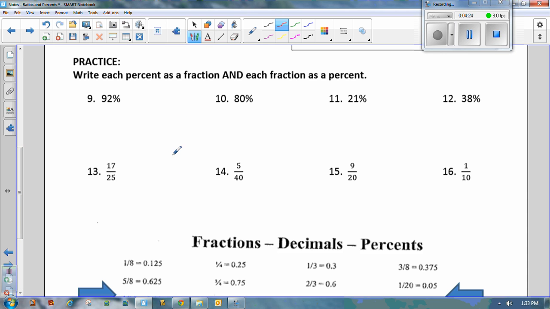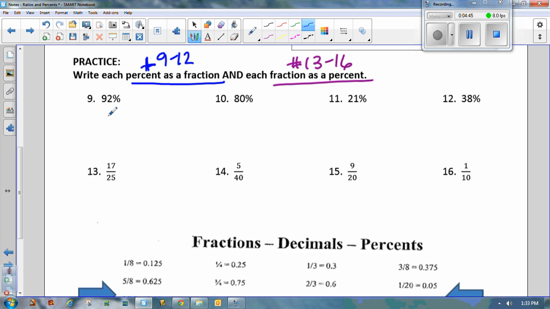Again, we're asked to write each percent as a fraction. So if we look at numbers 9 through 12, that's what we're going to practice there. And then we're also asked to take each fraction and change it to a percent, and that's in 13 through 16. So let's start with 9 through 12.